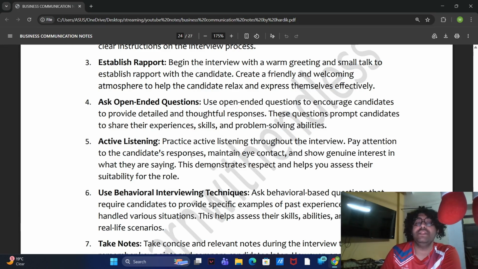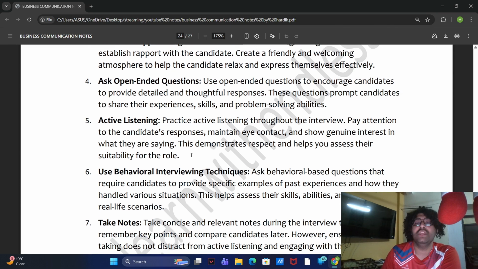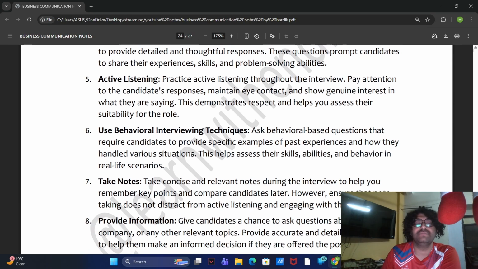Ask open ended questions. Use open ended questions to encourage candidates to provide detailed and thoughtful responses. These questions prompt candidates to share their experiences, skills, and problem solving abilities.